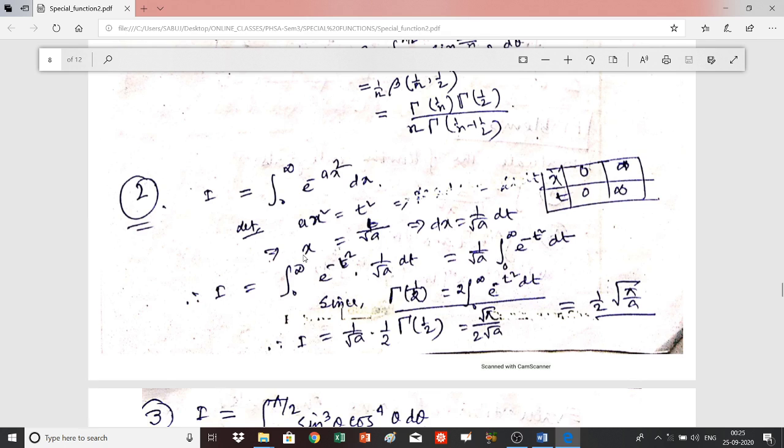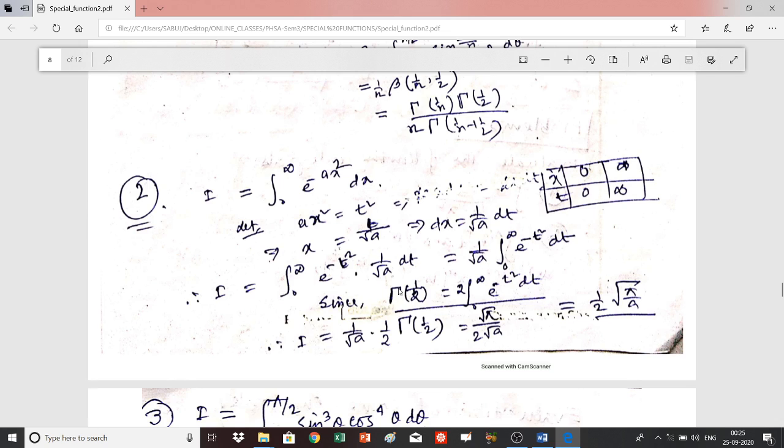So just substitute now. I is equal to, the limits will remain the same, 0 to infinity. Then substitute the values of these terms. So e to the power minus a x square will give you t square, then dx will give you 1 by root a dt. That is equal to 1 by root a, integral 0 to infinity e to the power minus t square dt.